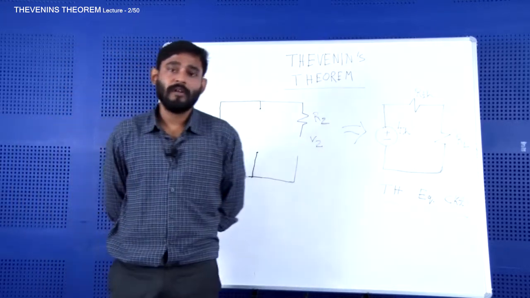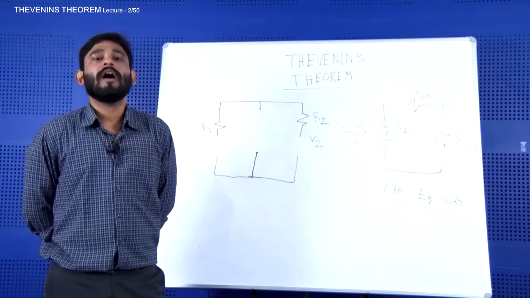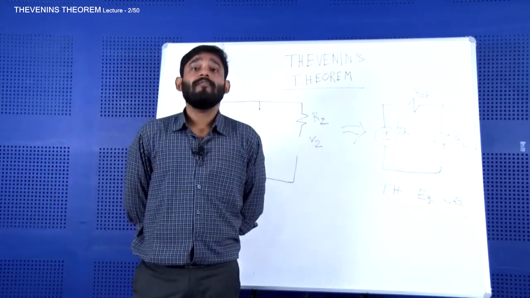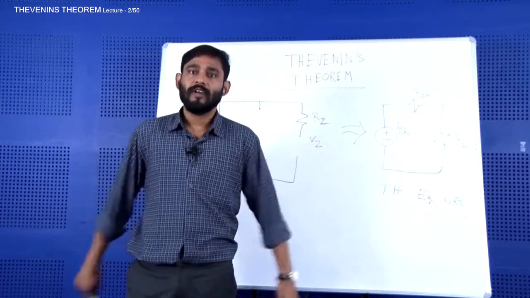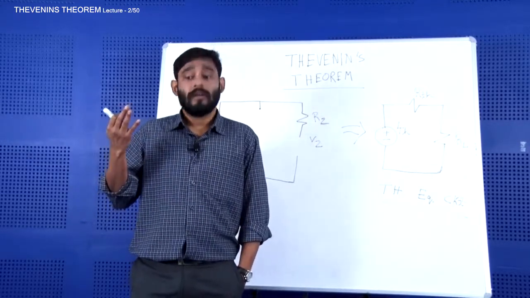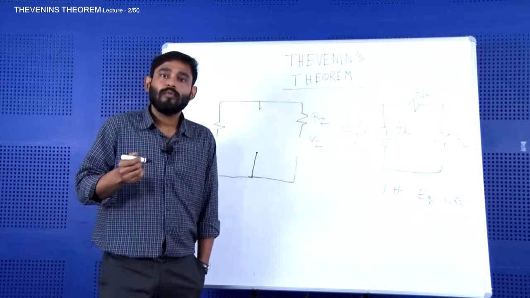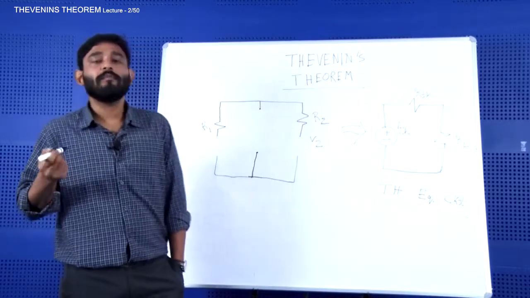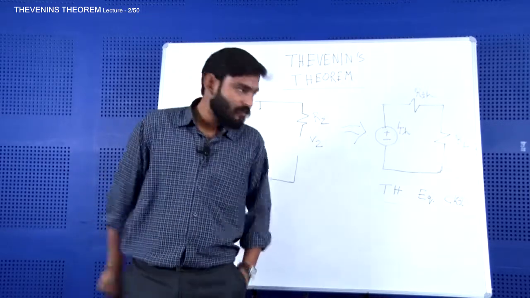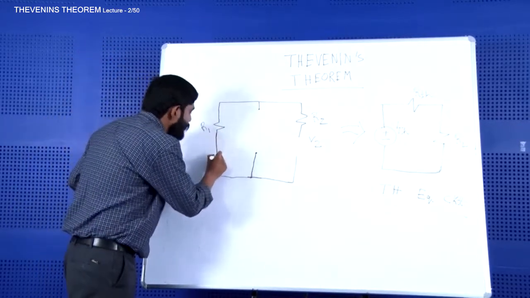Now, as you are all familiar with this topic, an ideal voltage source is considered to have zero internal resistance, while an ideal current source is said to have infinite internal resistance. So whenever you remove a voltage source from a circuit, you replace it by its internal resistance, that is nothing but zero, or a short circuit. And whenever you remove a current source from a circuit, you replace it by an open circuit. So in this case, as we have only voltage sources, let's replace them by short circuits.